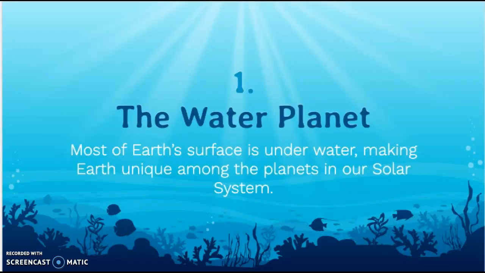On this one, the water planet, most of Earth's surface is underwater, making Earth unique among the planets in our solar system. No other planet has water in the quantity that we do here. Actually, in Earth and space science, if we were going to spend the time on the most important things in class, there should be a lot more time spent on oceans. The state of Missouri doesn't require that I tell you anything about oceans, but really most of the planet is covered with water, so we should be spending a good part of our time on the oceans.